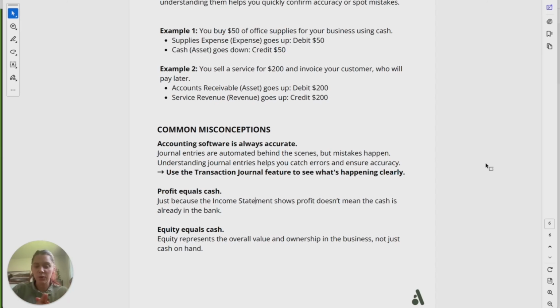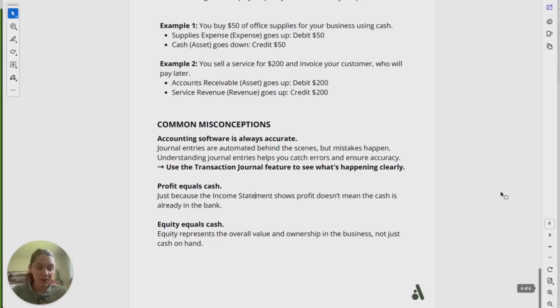And the other thing that sometimes people think is that equity equals cash. So equity, as it accumulates and shows up in that retained earnings piece on your balance sheet, it's really just the accumulation of profit over the years. So while it shows the value that's in the business, it's not directly related to cash on hand.